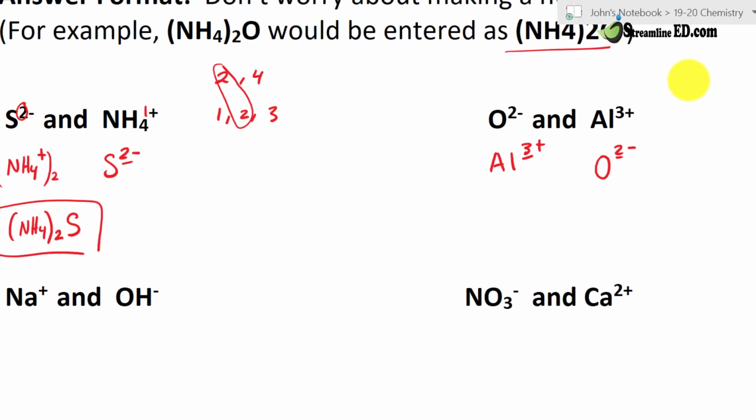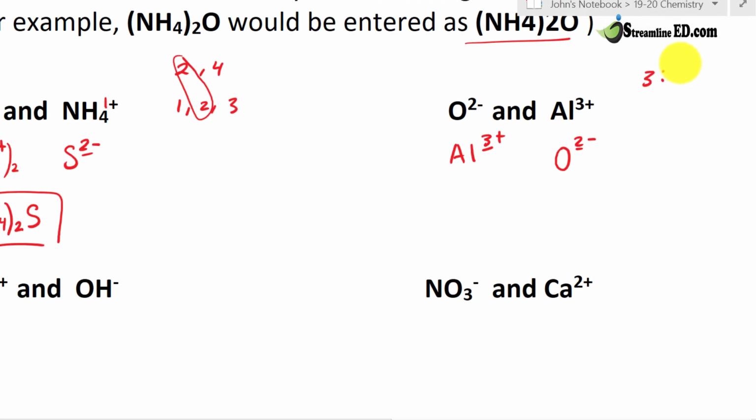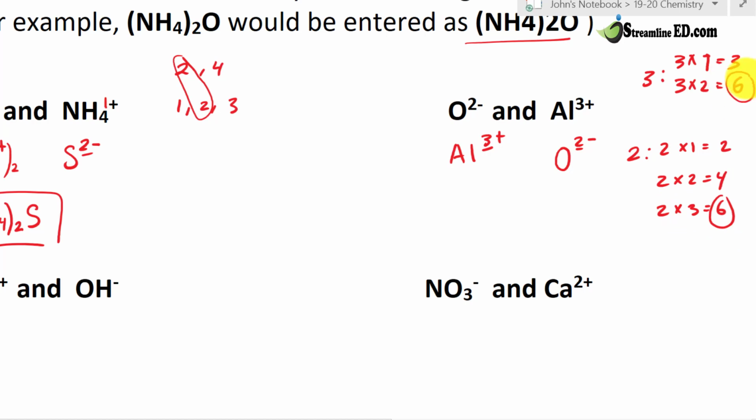Well, look at this. 3, again, let's just write it down. 3 times 1 is what? It's 3. 3 times 2 is what? Is 6. Now, well, let's look at 2. We have 2 times 1 is 2. 2 times 2 is 4. 2 times 3 equal to 6. Oh, look, the common or the least common multiple is 6.